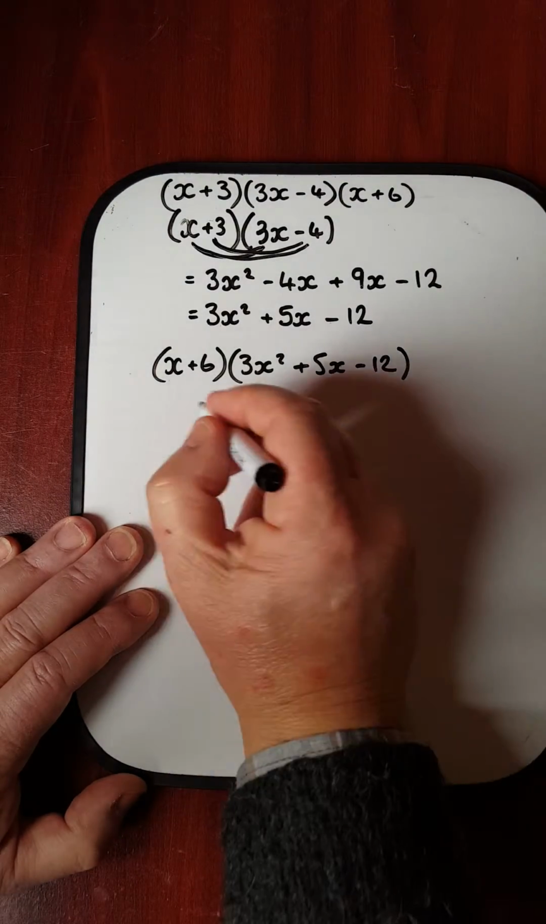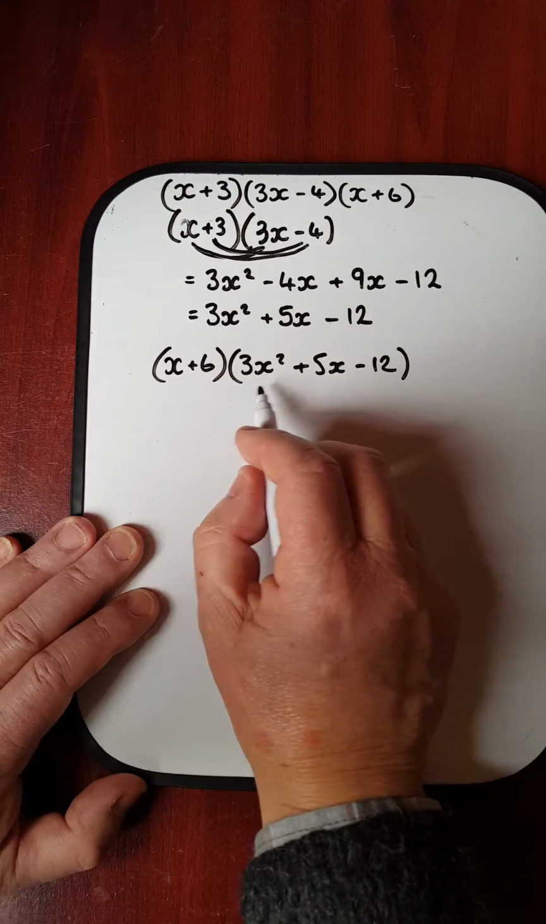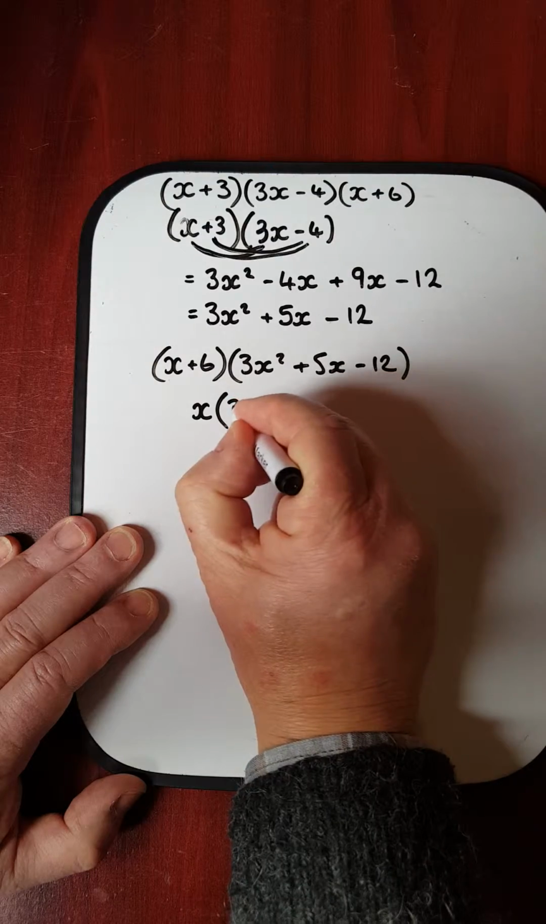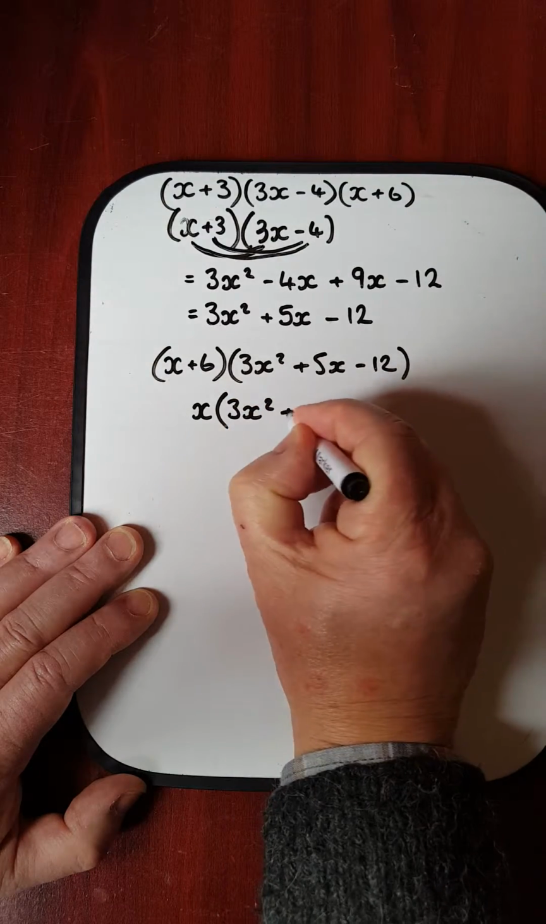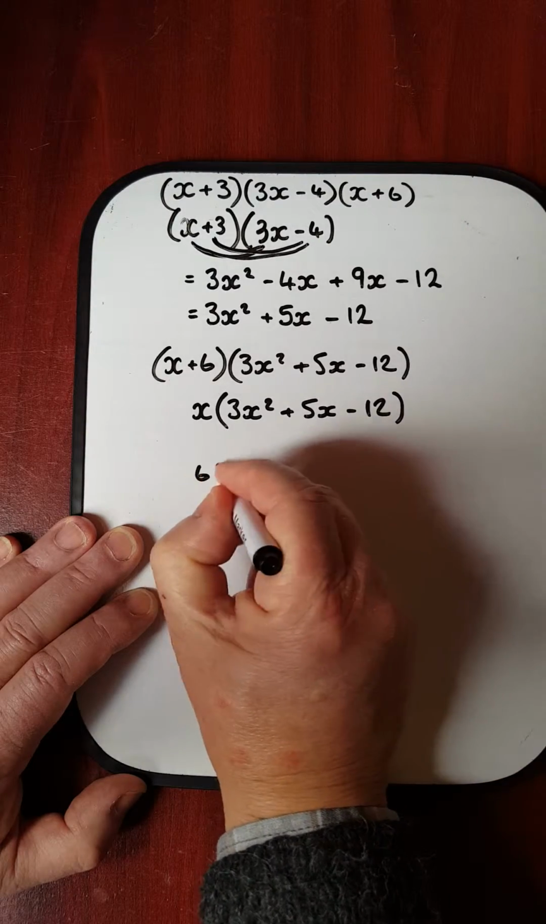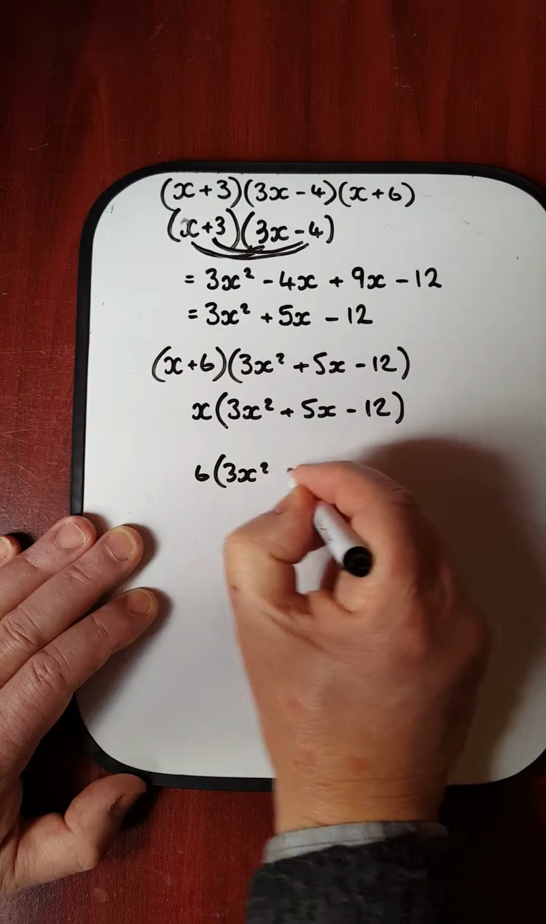Okay, so let's look at what we're going to do. Remember, 2 elements in here, 3 elements in here, so do them separately. So we're going to do x times all of this, and we're going to do 6 times all of this.